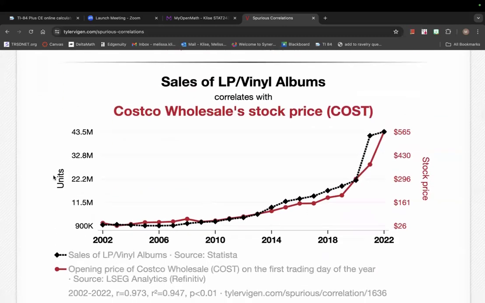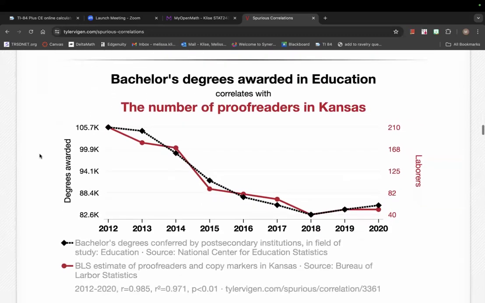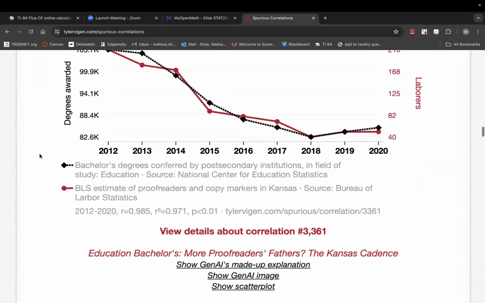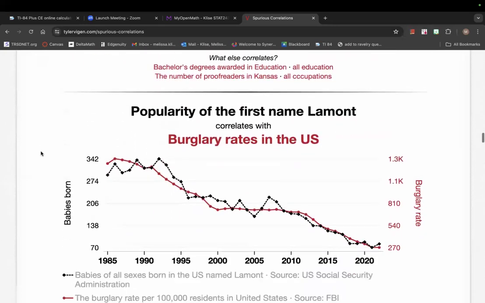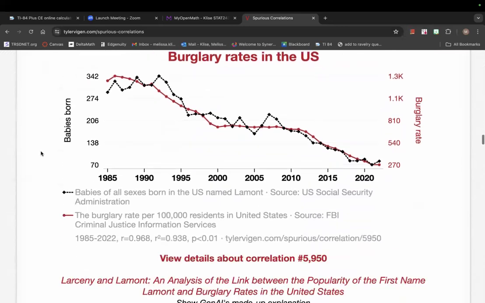Okay. Here's one. This is a 0.97. The sales of LP vinyl albums correlates with Costco's wholesale stock price. And I don't think Costco, I mean, they might sell LPs, but they're not the main seller of LPs. Bachelor's degrees awarded in education correlates with the number of proofreaders in Kansas. There's a whole bunch of them, and you can even create your own. Popularity of the first name Lamont correlates with the burglary rates in the US. There's a ton of them. There's some about cheese and margarine and all of that stuff.